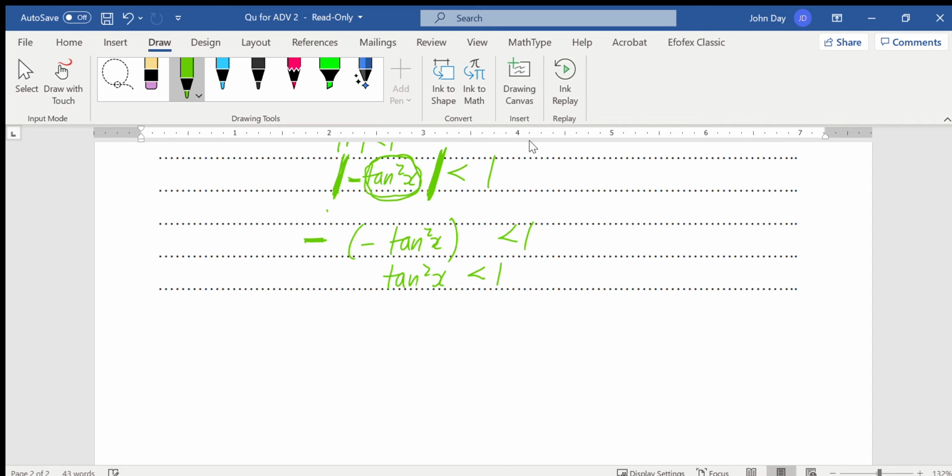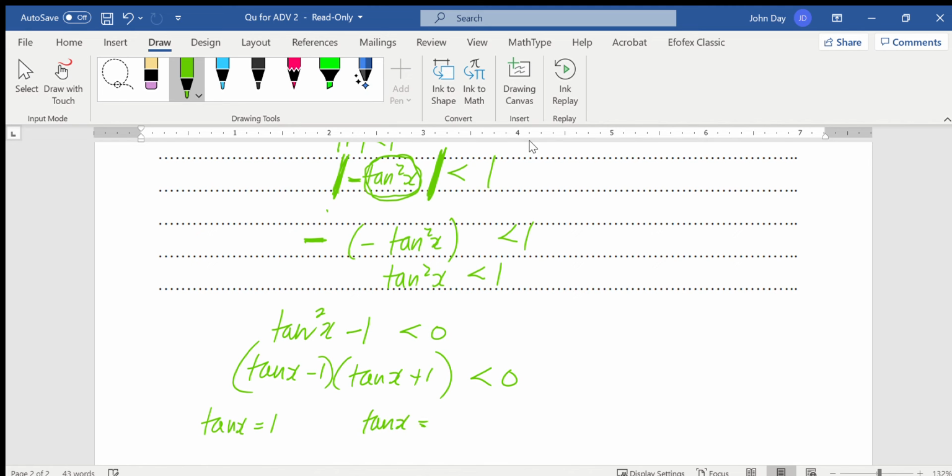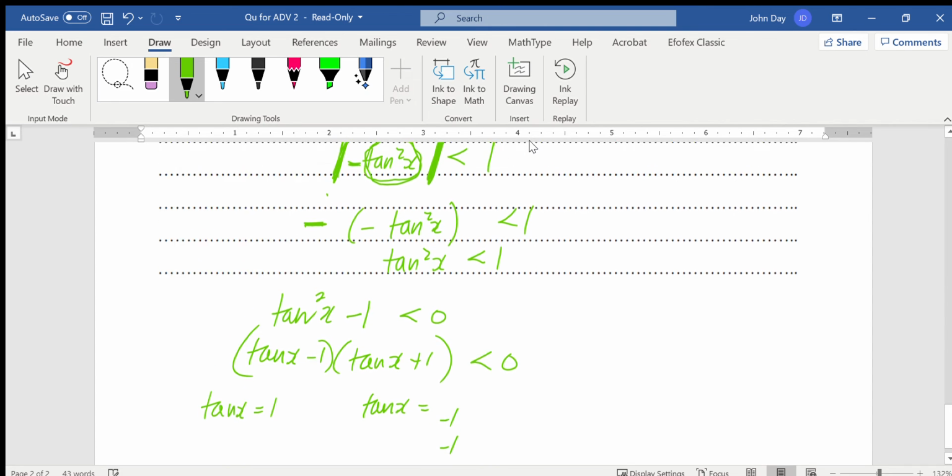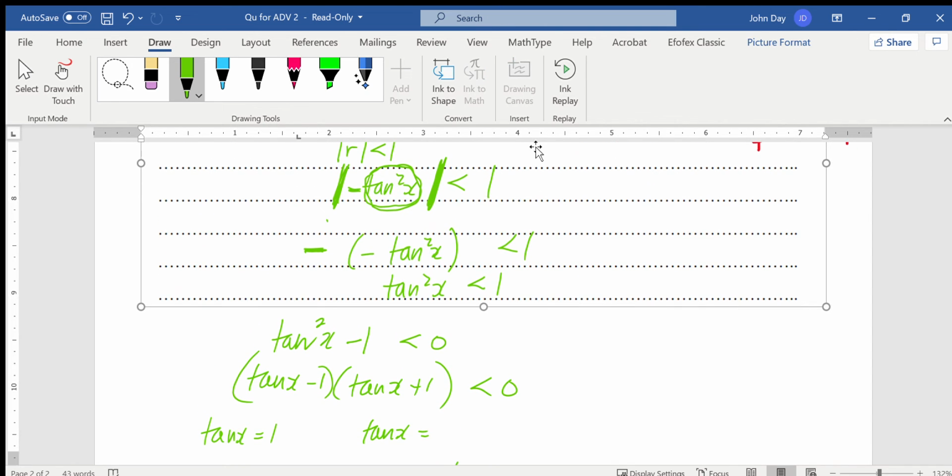So how might you solve that? Well, here's one way. Tan squared x minus 1 is less than 0. So tan x minus 1, tan x plus 1 less than 0. So we want to, first of all, find where tan x equals 1 or tan x equals minus 1. Oh goodness, it's scrolled down. I had a minus 1 there, but for some reason when I scrolled it got messed up. So let's solve those two things.